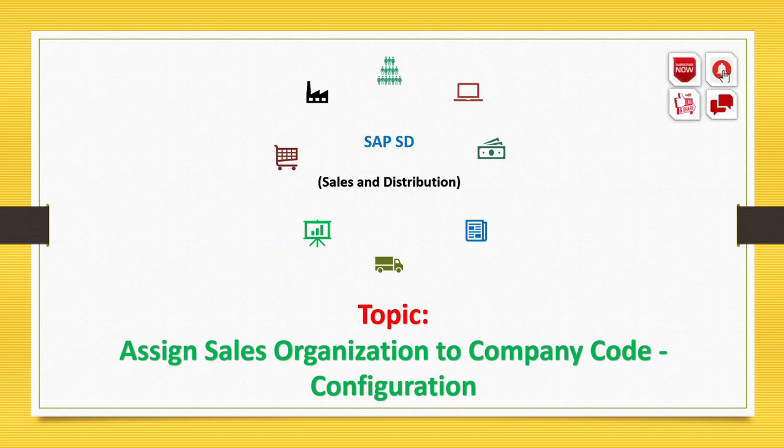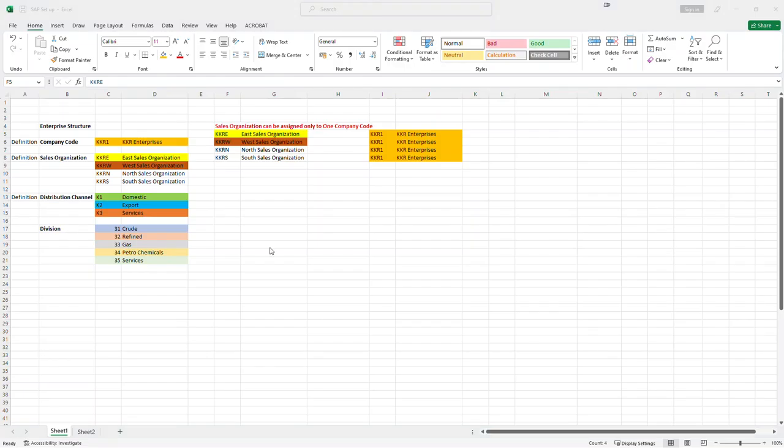Now, let us get into the topic of this video, that is assign sales organization to company code and its relevant configuration. In my previous videos, I have already discussed the configuration of company code, sales organization, distribution channel, and division. If you would like to have a look, please check in the description section so that you will find the links to these videos.